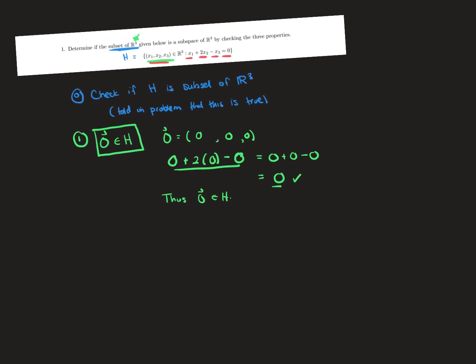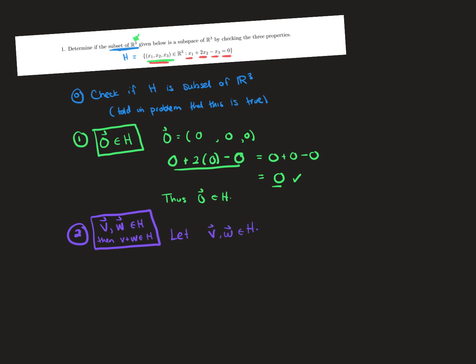Now let's move on to our second rule. The second thing we need to show is that we're closed under addition. So I need to show that if you have V and W in H, then the sum, V plus W, is also in H. We're going to start with two vectors that are in H, so V and W are in H.